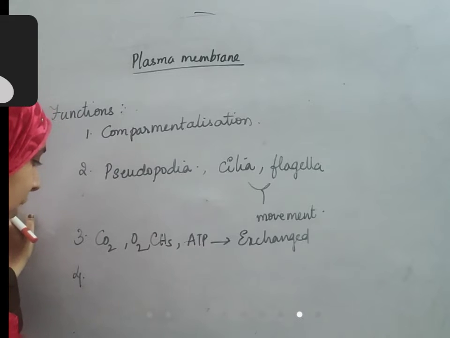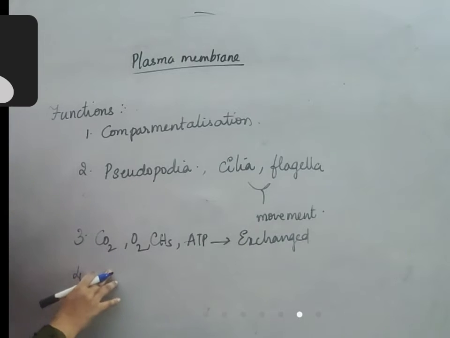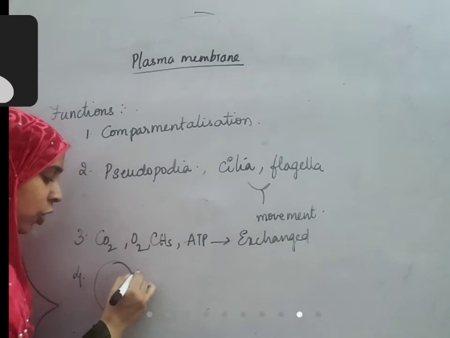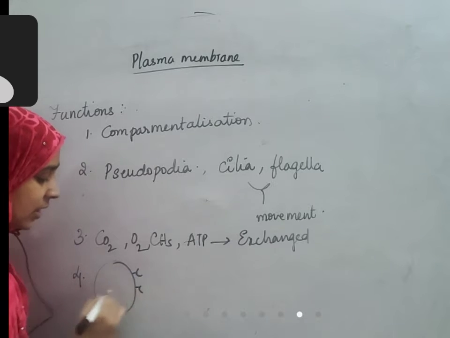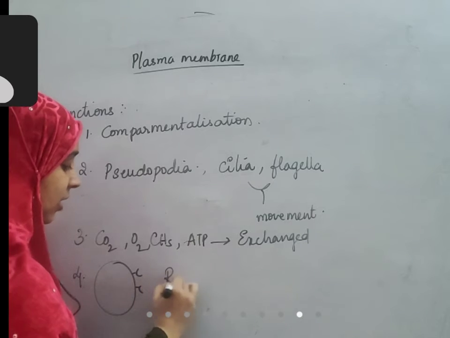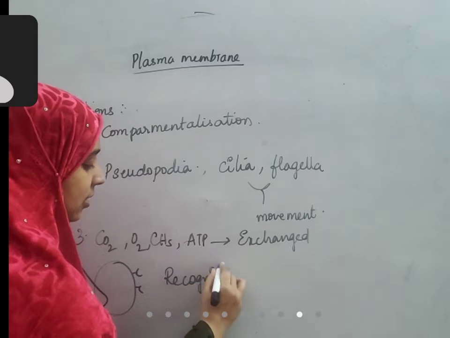They also help in one more exchange of substances. I already said pseudopodia, compartmentalization. One more function is there. Yeah. The cell membranes usually have small side chains. These side chains act as recognition centers.